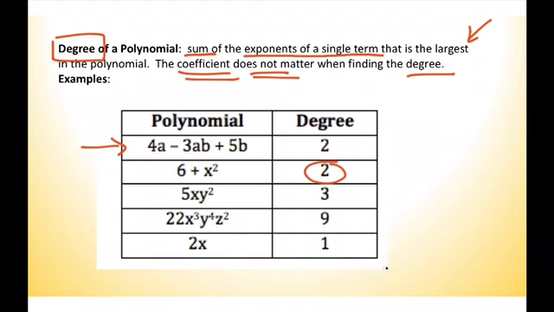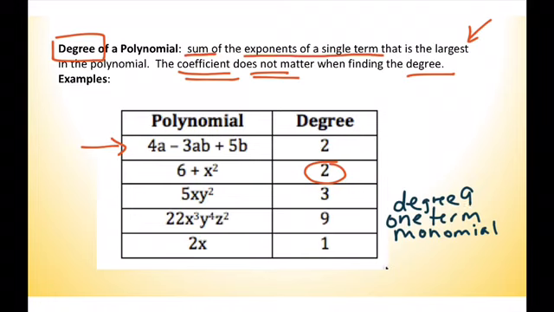So let's make sure we write this down. This is one term. So another way to say that, it's a monomial, and it has degree 9. Okay, so we're talking about this one. And then the last one is 2x, that's to the first power, because if there's no exponent, it means to the first power, so that's first degree.